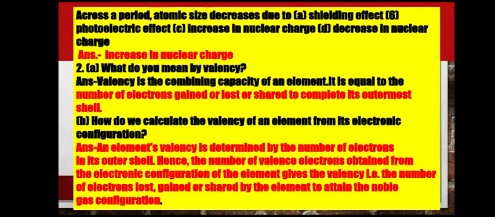First question: what do you mean by valency? Valency is the combining capacity of an element. It is equal to the number of electrons gained, lost or shared to complete its outermost shell. How do we calculate the valency of an element from its electronic configuration? An element's valency is determined by the number of electrons in the outermost shell, hence the number of valence electrons obtained from the electronic configuration of the element gives the valency, that is, the number of electrons gained, lost or shared to attain noble gas configuration.